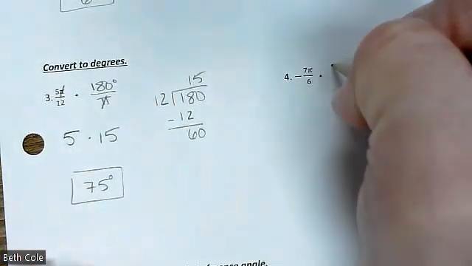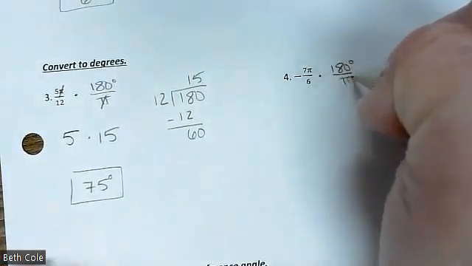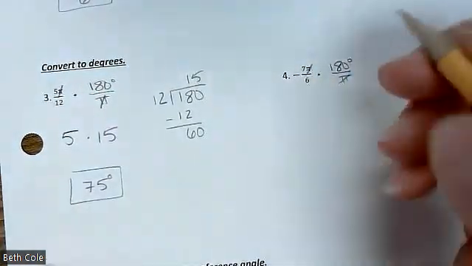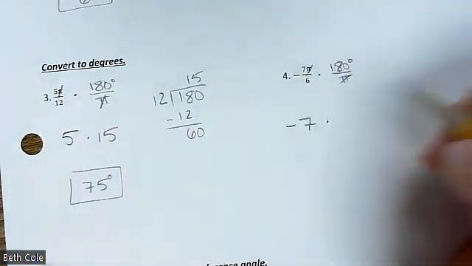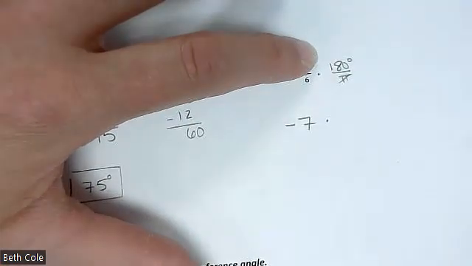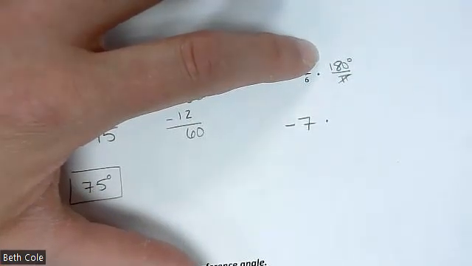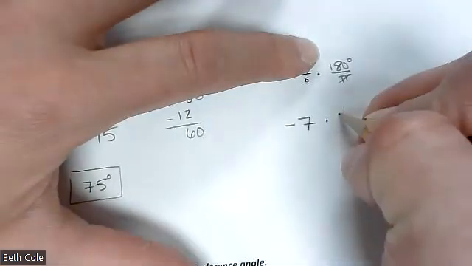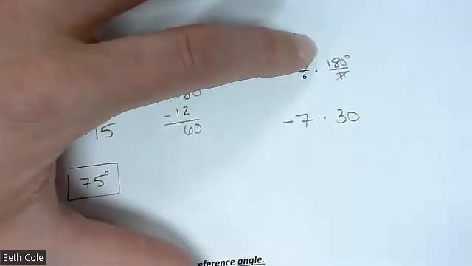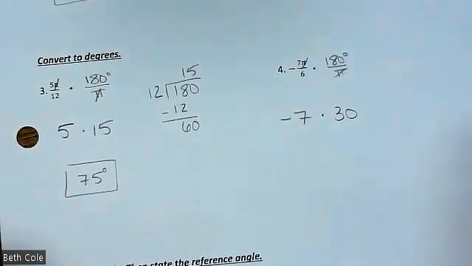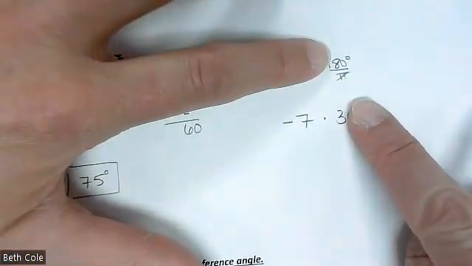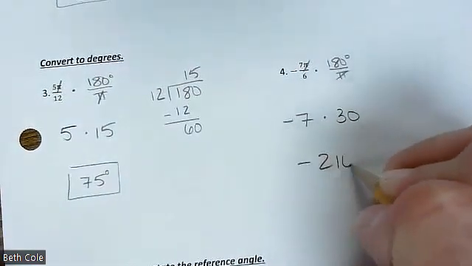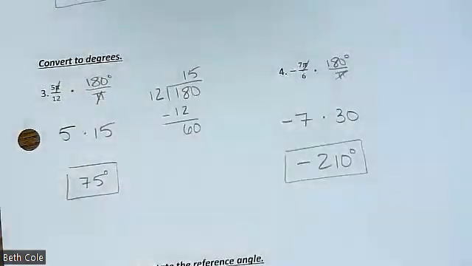This one, same thing. We're going to multiply by 180 over pi. Again, I would just keep the negative 7 there and do 180 divided by 6. That one I can actually do without writing anything off to the side because 18 divided by 6 is 3. It would just be 30. And then negative 7 times 30. Well, negative 7 times 3 is 21, like negative 21. So it'll be negative 210 degrees.